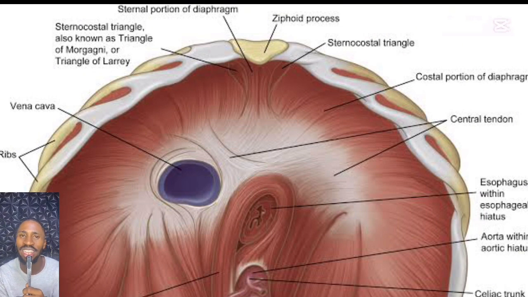Also, you have to know that this central tendon is closer to the sternum than the vertebrae. And one thing you have to understand is that it is inseparable from the fibrous pericardium. After originating from the sternum, costal and vertebral parts, they all insert on the central tendon. And the central tendon has an anterior and a posterior leaflet.